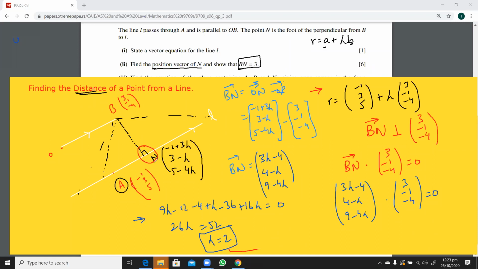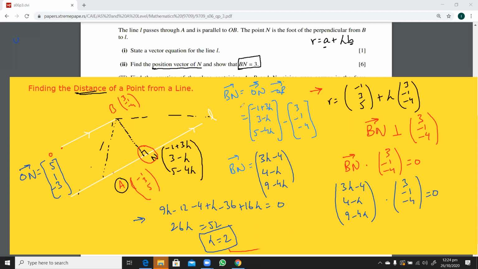If you put that into your ON, you will get the position vector of N. So this ON is going to be minus 1 plus 6, it is going to be 5. 3 minus 2, it is going to be 1. 5 minus 8, it is going to be minus 3. So this is your point N, okay?